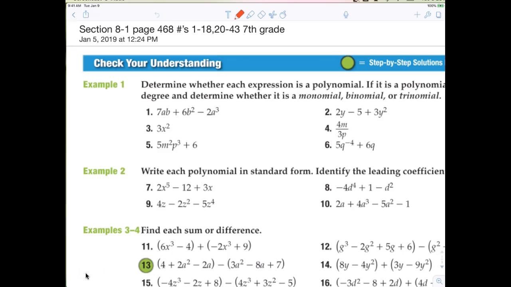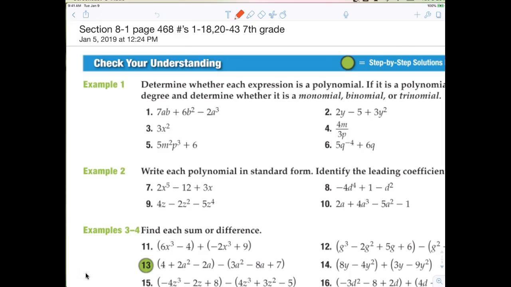Looking at number 3, that's a monomial, and the degree is 2. That's very easy. Number 5 is a binomial, and the degree is 5. Is everybody okay with that?